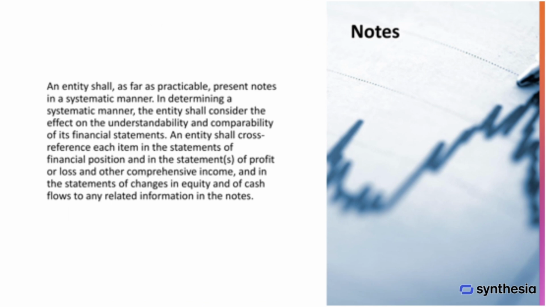An entity is required to present the notes to its financial statements in a systematic manner, ensuring that the organization of the notes enhances the understandability and comparability of the financial statements. When determining the systematic approach, the entity should consider how the arrangement will support users in comprehending the financial information. Each item presented in the statement of financial position, statements of profit or loss and other comprehensive income, statement of changes in equity, and statement of cash flows must be cross-referenced to any related details provided in the notes. This practice ensures that the relevant information is easily accessible and linked to the corresponding items in the financial statements.